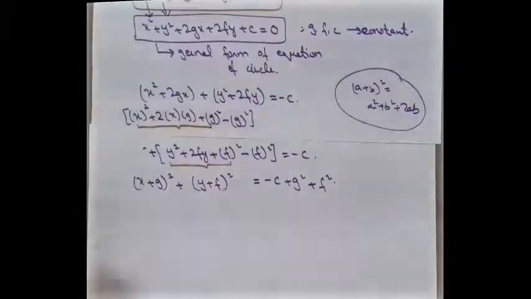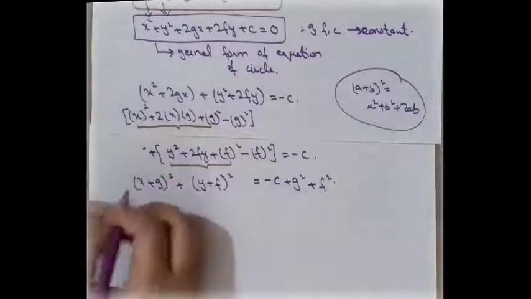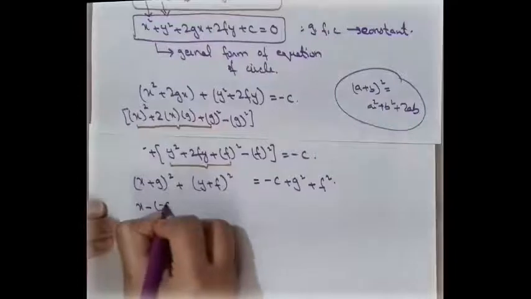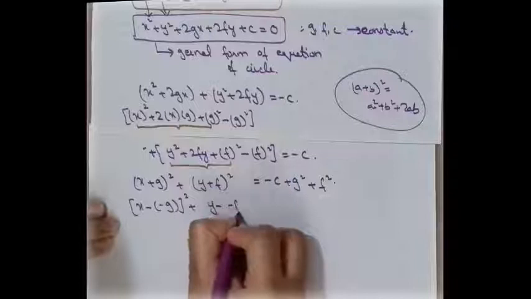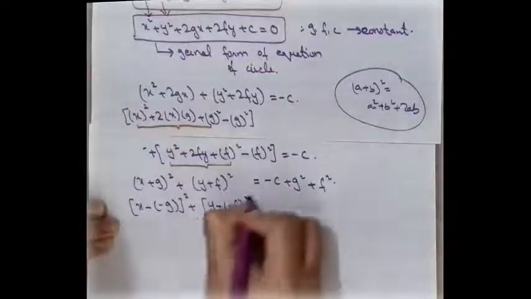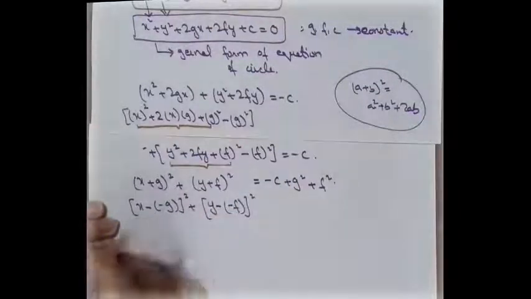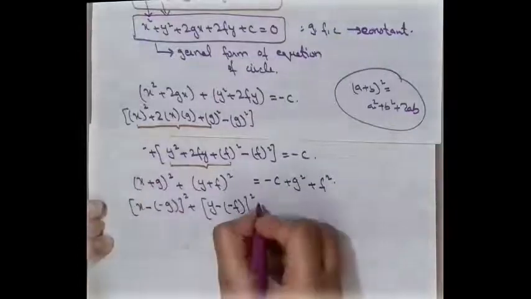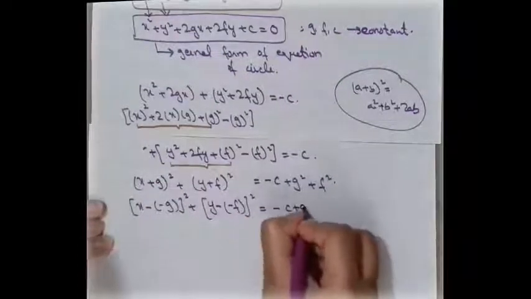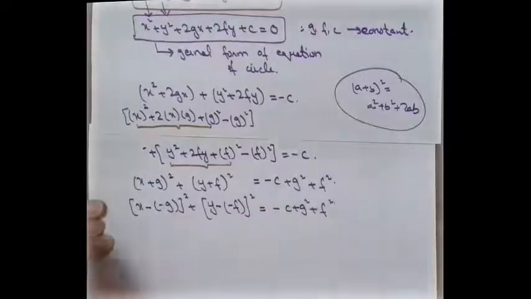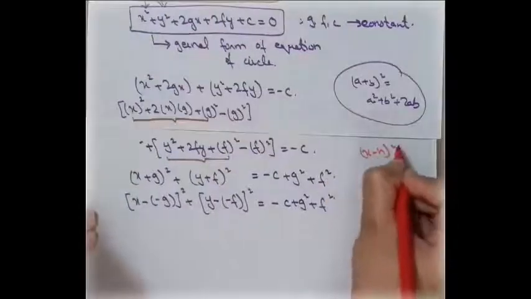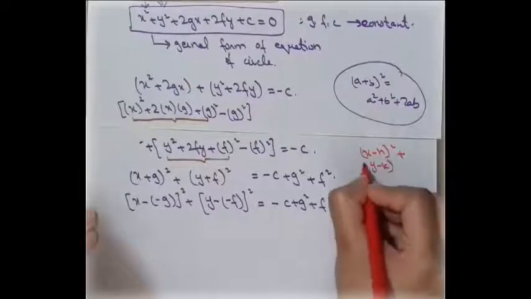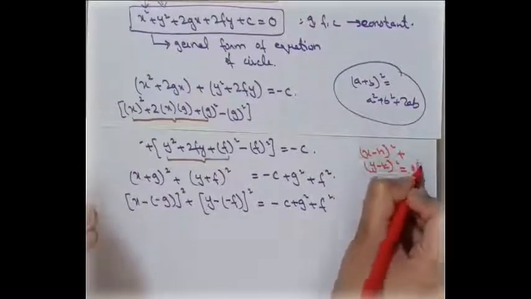Now to compute this, we can write these factors as minus g square plus y minus f with the term of square, as minus is plus. After this we reach this step, which is equal to minus c plus g square plus f square. Compare this equation with the standard form of the equation, (x - h) square plus (y - k) square equals r square.